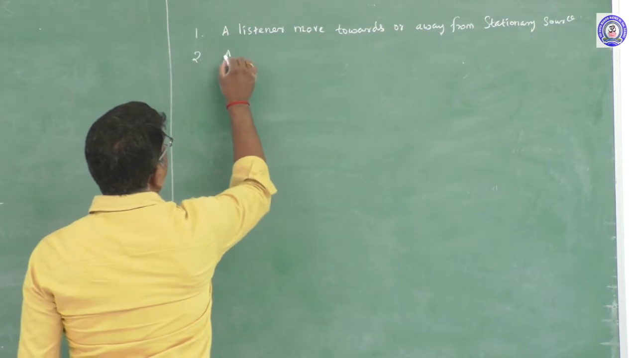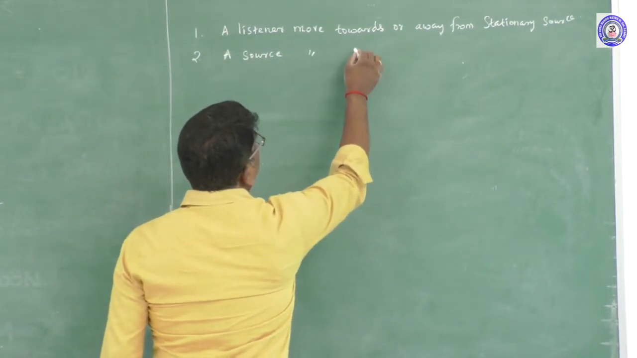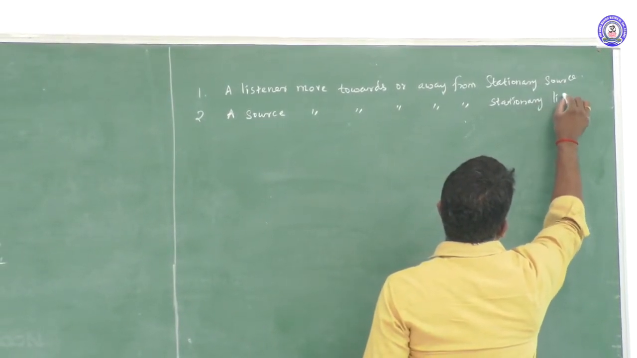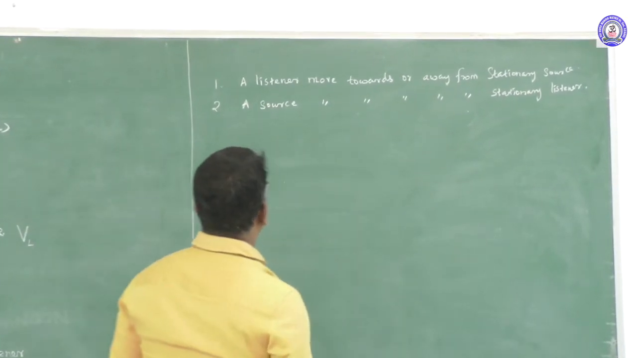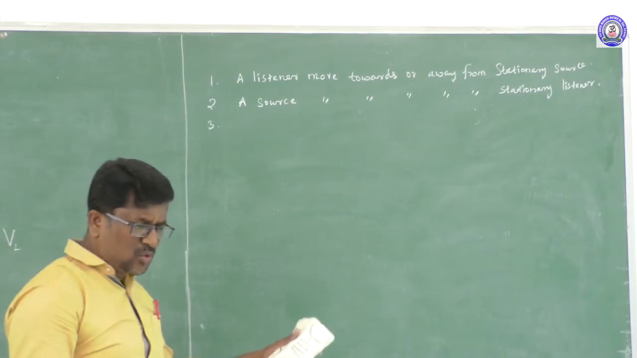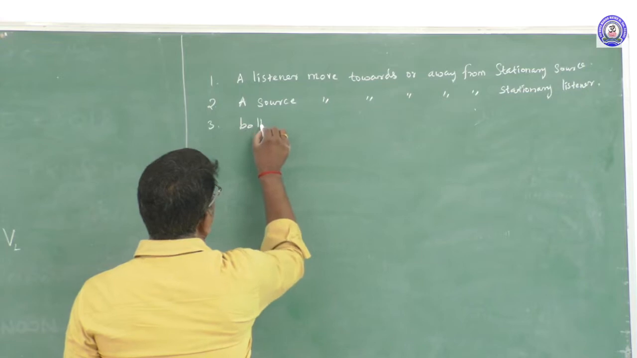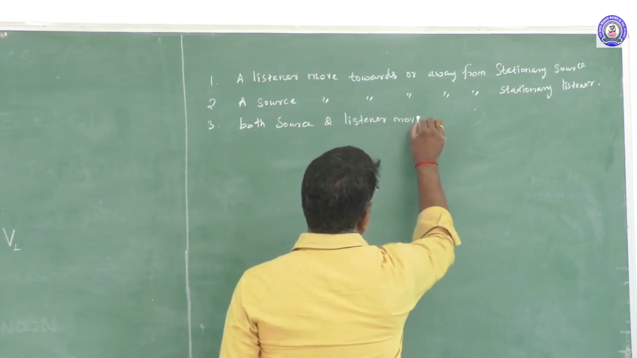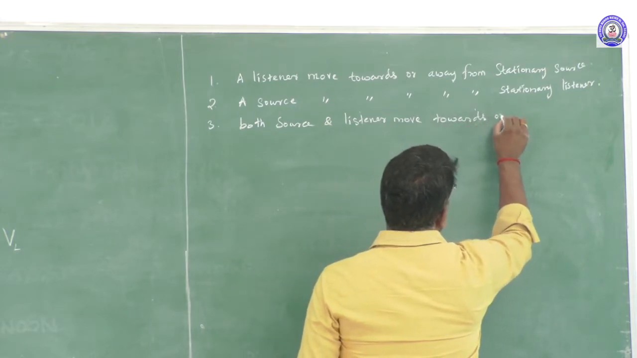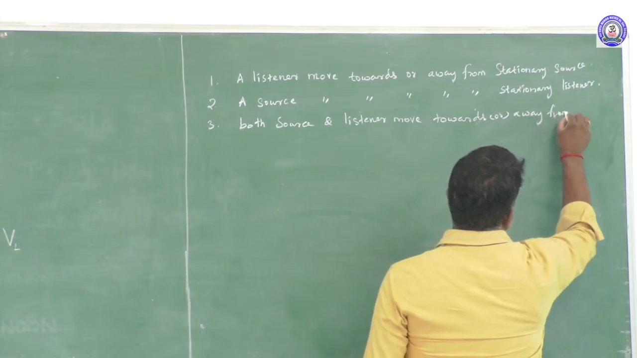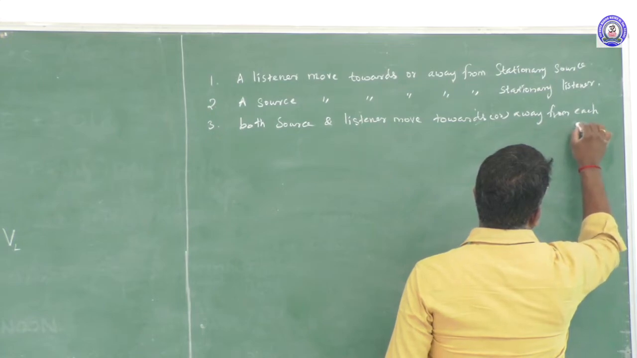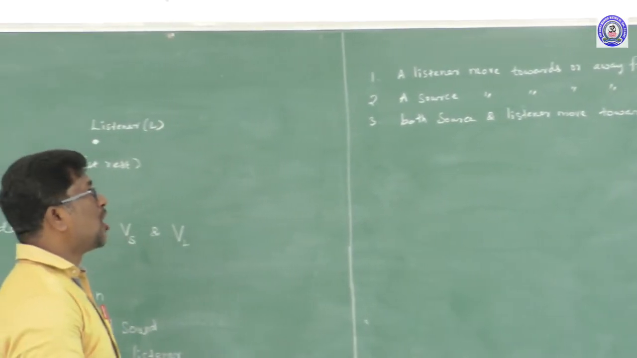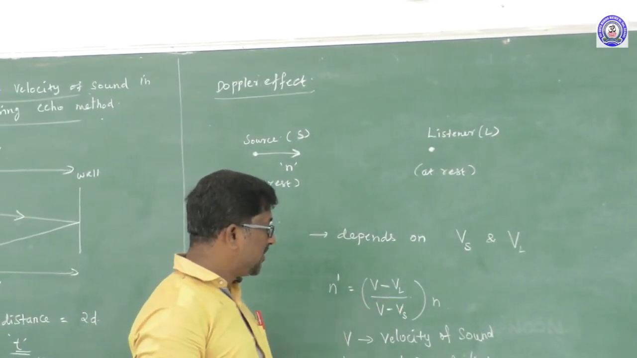The second case: a source moves towards or away from a stationary listener. And third, both source and listener move towards each other or away from each other. For all these three cases, we can use a general or common formula, that is n prime is equal to (V minus Vl) divided by (V minus Vs) into n.